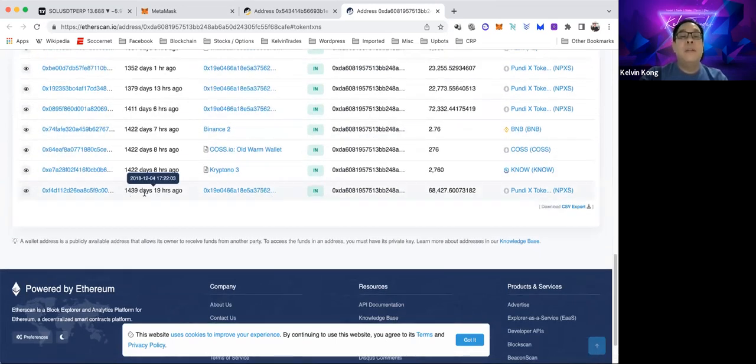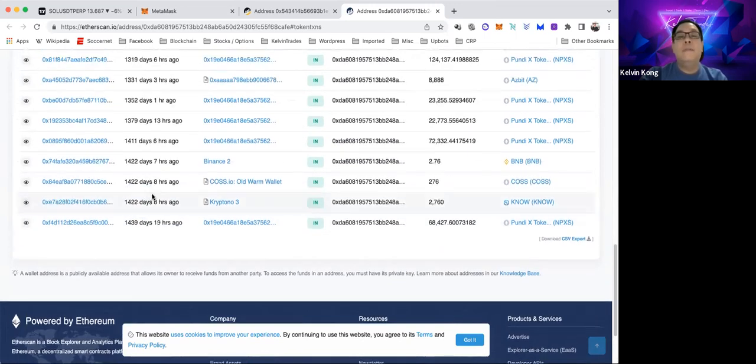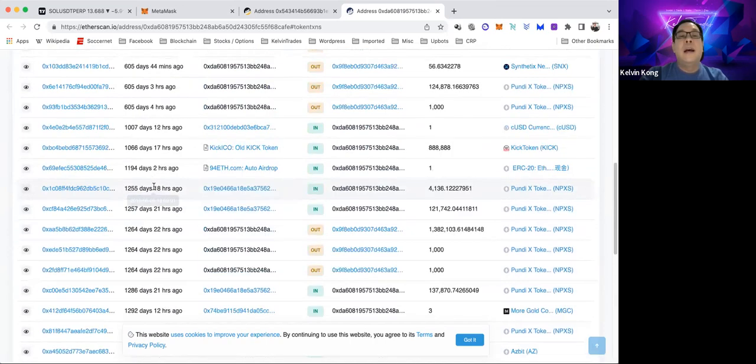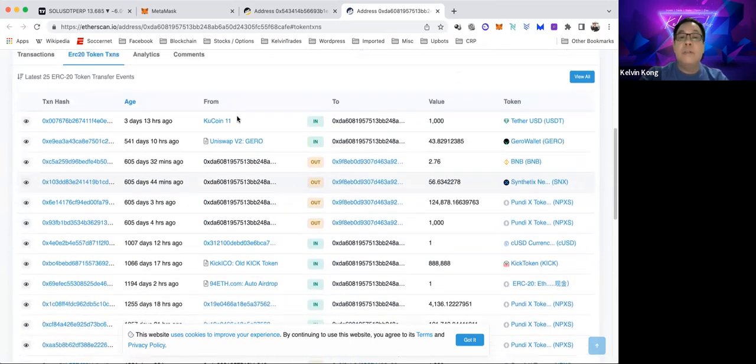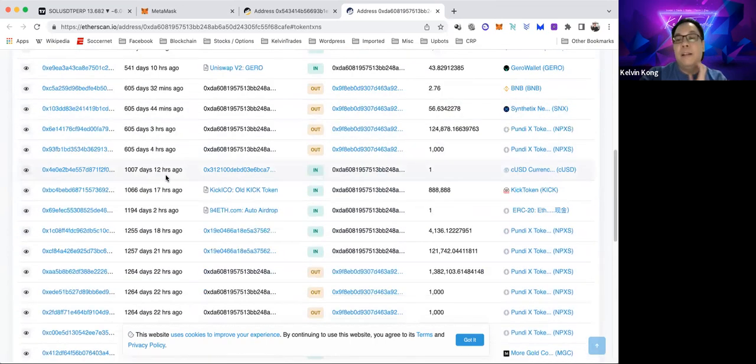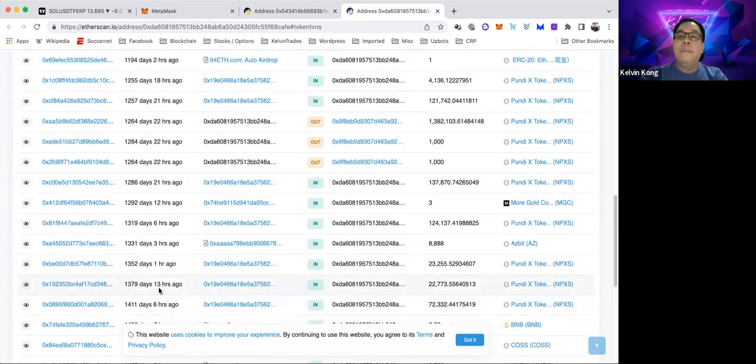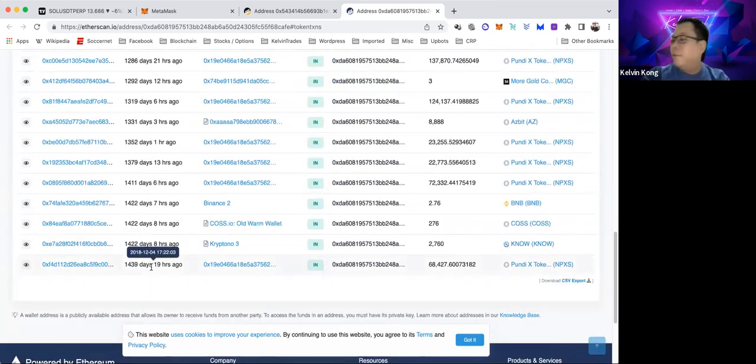1,439 days ago, which I don't know how many years that is. 3, 6, 9, 12, 4 years back. Wow, this was the very first so-called decentralized wallet that I created, because at the time there was only Ethereum. There's no Binance Smart Chain, Polygon, what have you, like today.